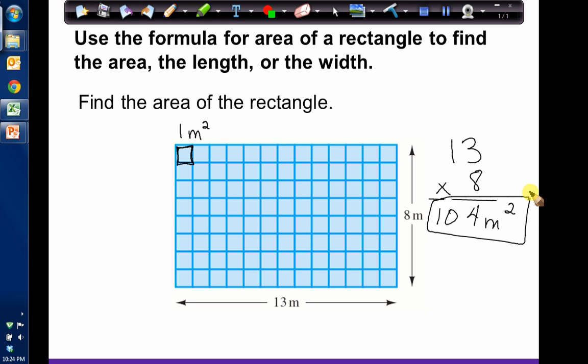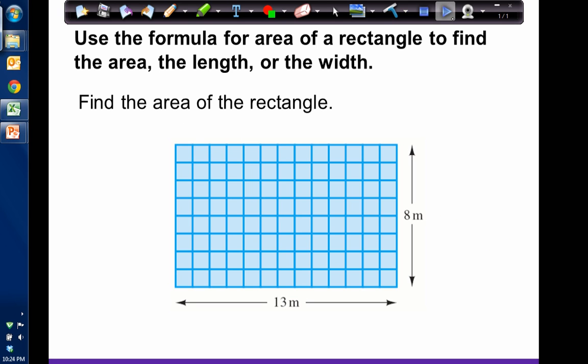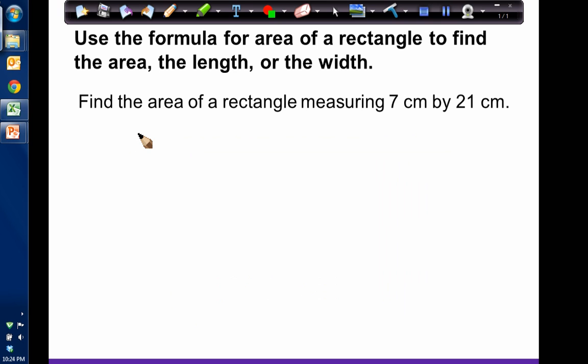Much faster. Okay, so we can turn this into a formula. And the formula is going to be something like the area of a rectangle will be its base times its height. Or you can think of it as its length times its width. Okay, either way.